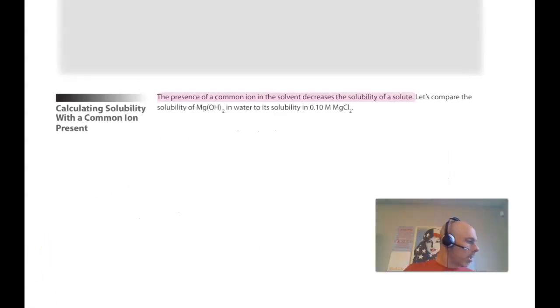I flipped the page. I'm on 256 of the textbook, 264 of the ebook, looking at the section here titled Calculating Solubility with a Common Ion Present. And again, it reminds us in the pinky purple, the presence of a common ion in the solvent decreases the solubility of the solute. And we're going to look at, through a sample problem here, the solubility of magnesium hydroxide in water when there isn't any common ion present, when there isn't either magnesium ion already in the water or hydroxide ion, and compare it to its solubility in magnesium chloride, realizing that the magnesium ion is common with magnesium hydroxide.